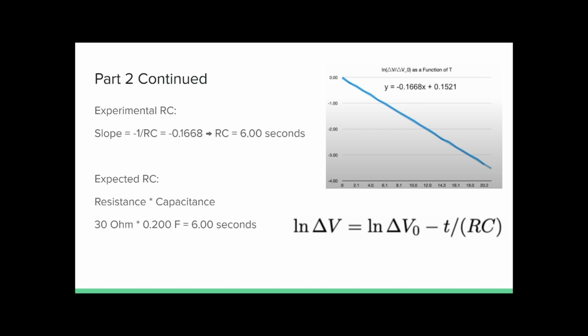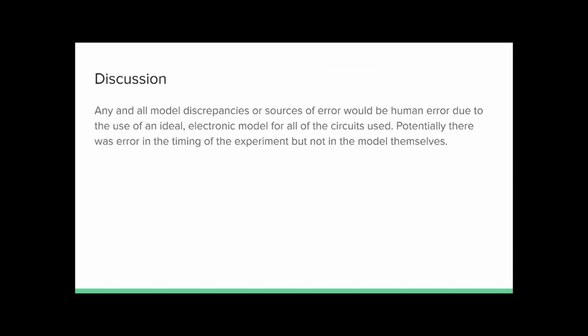So with a slope of -0.1668, that, when done correctly, should get you 6 seconds. The expected RC is resistance times capacitance, which is 30 ohms times 0.2 farads, which is 6 seconds. So these values are the same. And that just goes to show that any and all sources of error here weren't from the models themselves. It was more from human error, either in inputting data incorrectly or not stopping the timing correctly during the experiment.